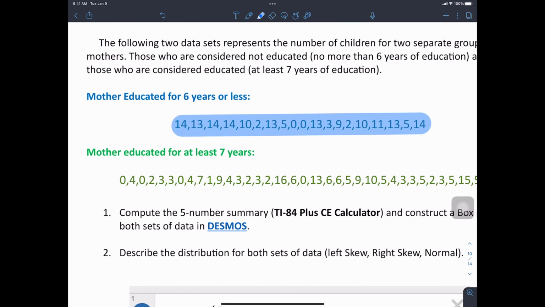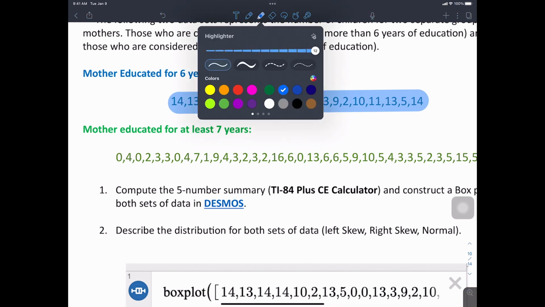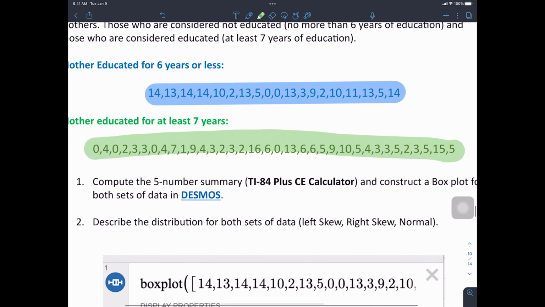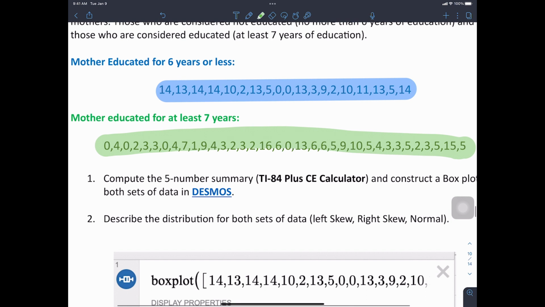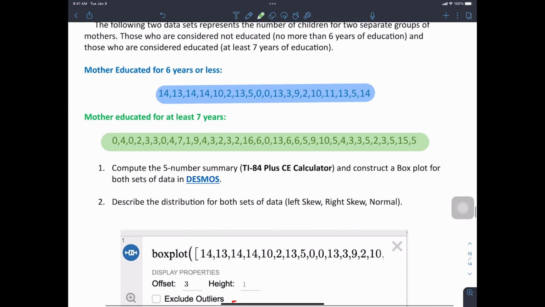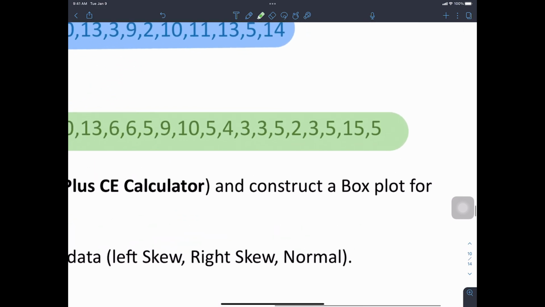And then the mothers who were considered educated, that means they had at least 7 years of school. What was their data? There it is. Look at these numbers: 0, 4, 0, 2, 3, 3, 0, 4, 7, 9, 1, 9, 4, 3, 2, 3, 2, 16, 6, 0, 13, 6, 6, 5, 9, 10, 4, 5, 4, 3, 3, 2, 5, and then they have another 15 here, right?